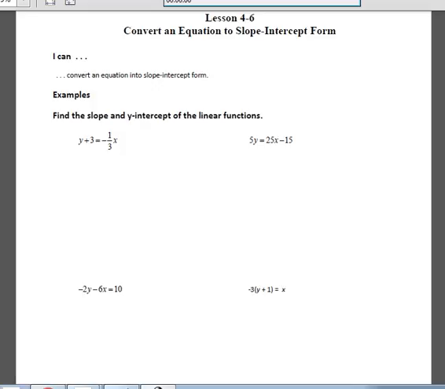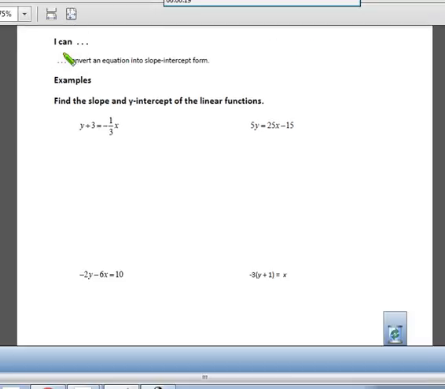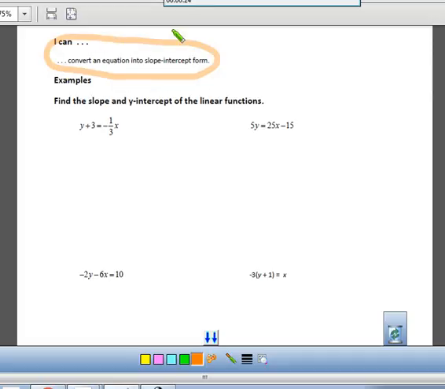This begins on page 25 in your notes section. And this lesson is about converting an equation to slope-intercept form. So, our lesson target: I can convert an equation into slope-intercept form.